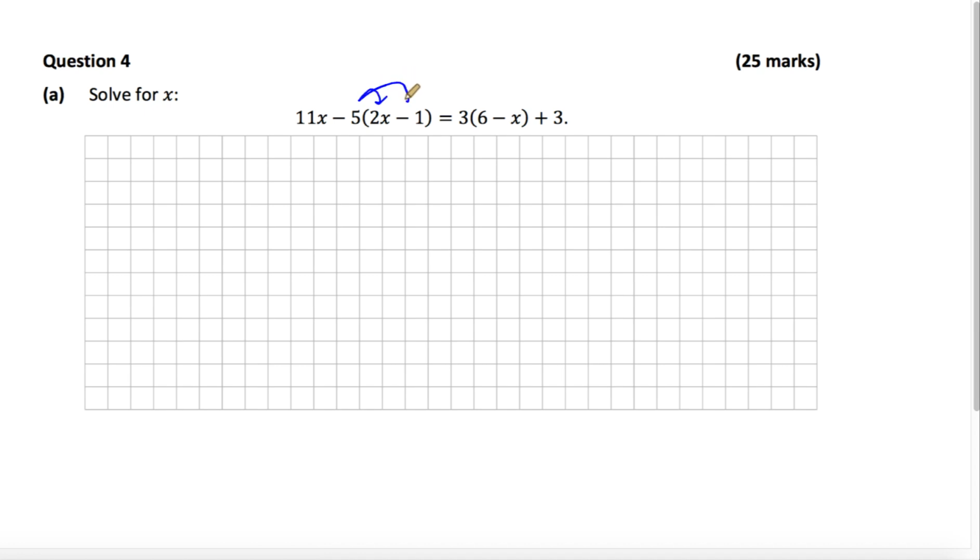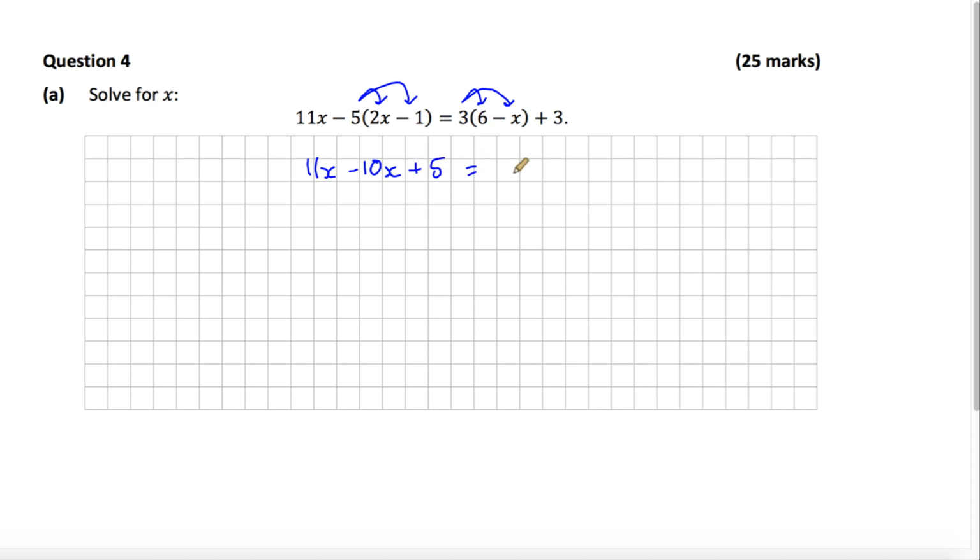So we're going to multiply this -5 by this bracket. Remember the 11 here doesn't multiply any of this because there's no bracket around the 11x minus 5. And then over here, I'm going to multiply the 3 by each of those and see how we get on. Okay, so we've got 11x minus 5 by 2x is minus 10x. Minus 5 by minus 1 is plus 5.